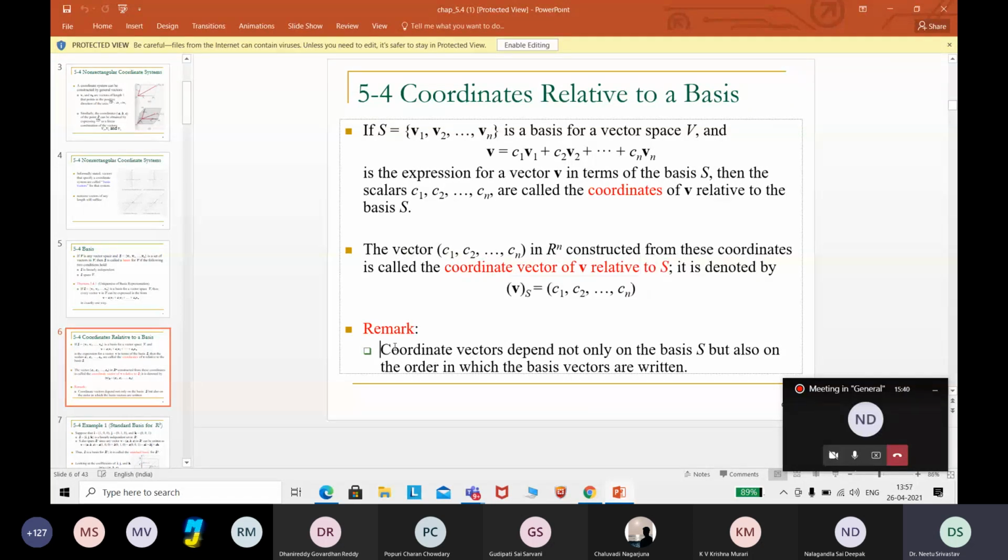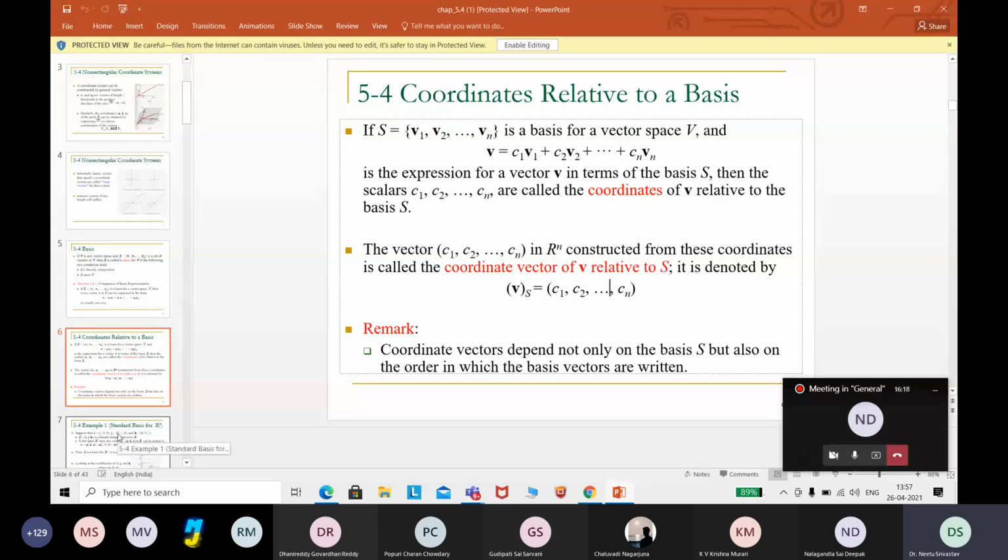Okay, so coordinate vectors depend not only on the basis S, but also on the order in which the basis vectors are written. So that is just a remark. You have to place them in the same order. Vs is C1, C2, so on, Cn. The way you have written V1, V2, so on Vn, the same way you should place the coordinates, the coefficients also.